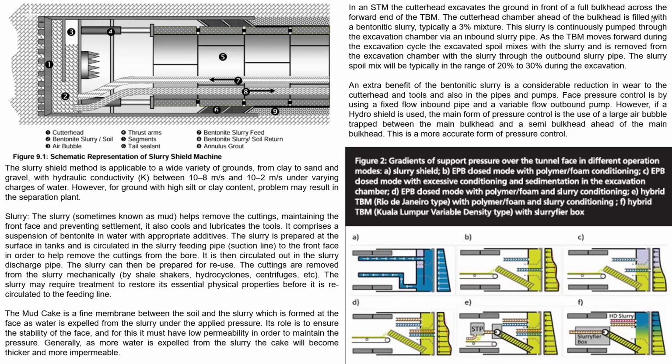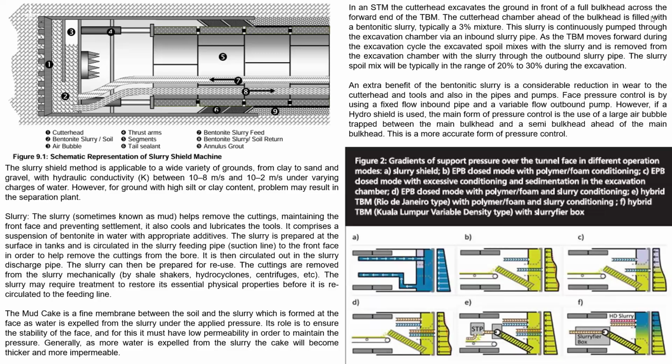Now here we are putting the tail brush, so it is preventing the water or the fines from going inside the TBM. And then the seventh part is the bentonite slurry that is feeding the part number 2. Eight is the bentonite slurry return, or there is a recirculation part of this TBM also. Outside there is a recirculation tank where the slurry is continuously circulated.